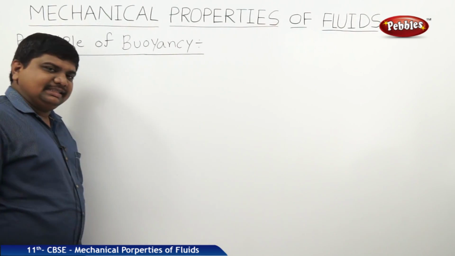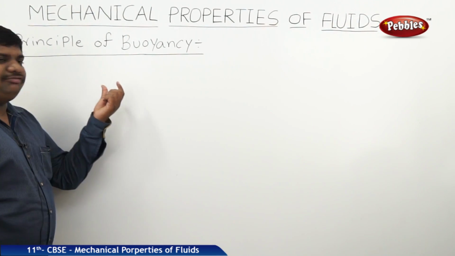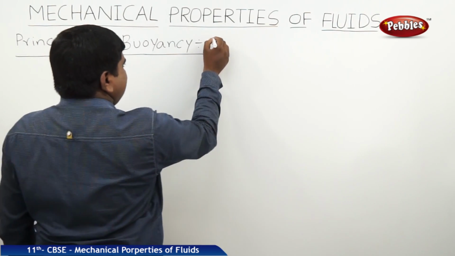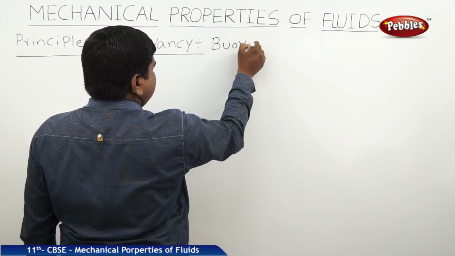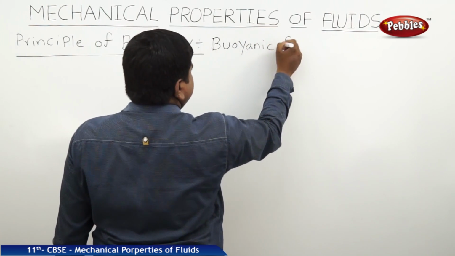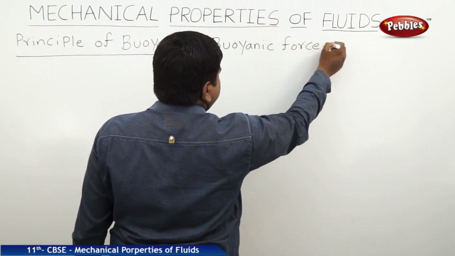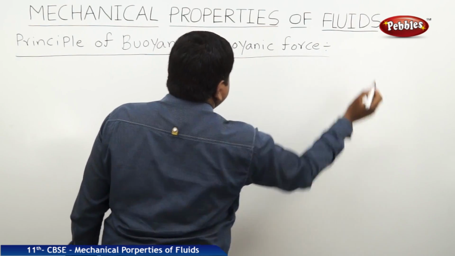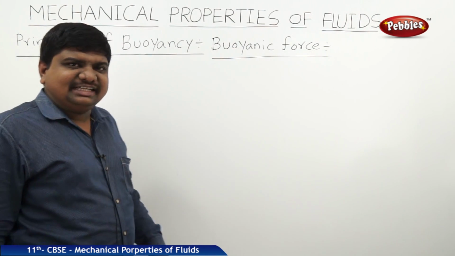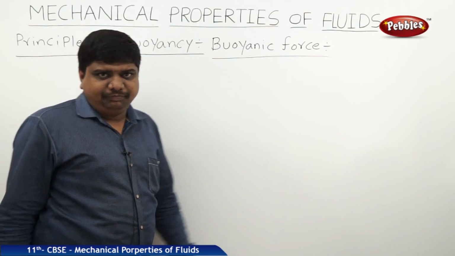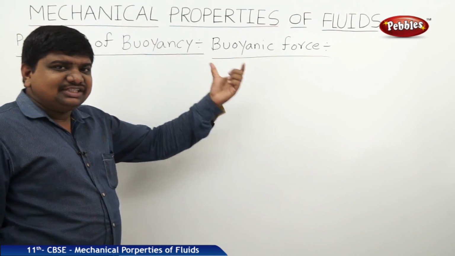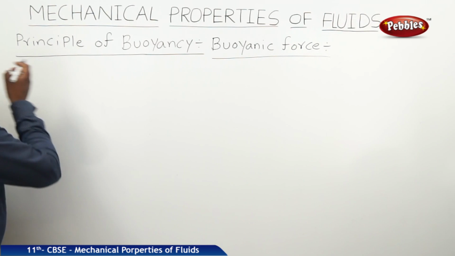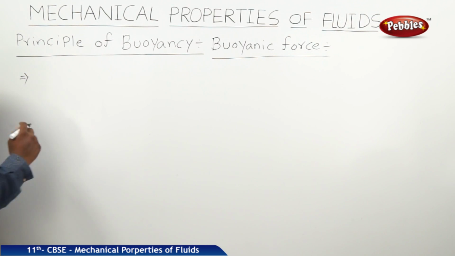The next concept in this chapter is the principle of buoyancy. This is also called the buoyant force. This force has given the explanation to the Archimedes principle also. So before going to see the Archimedes principle, we are going to discuss what its nature is. So what is the principle of buoyancy and buoyant force?